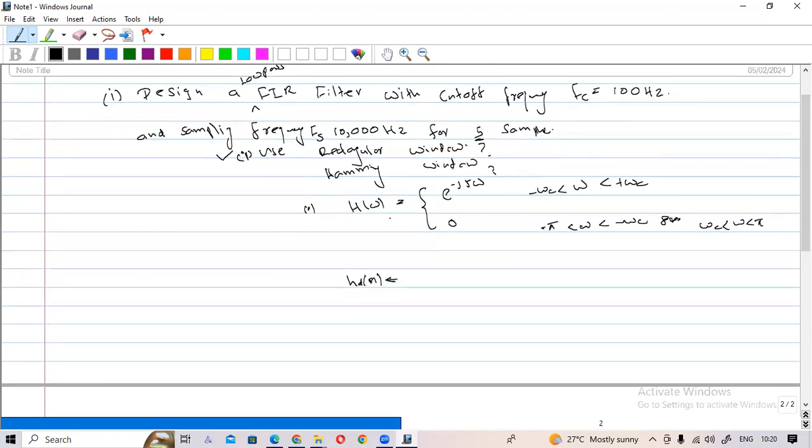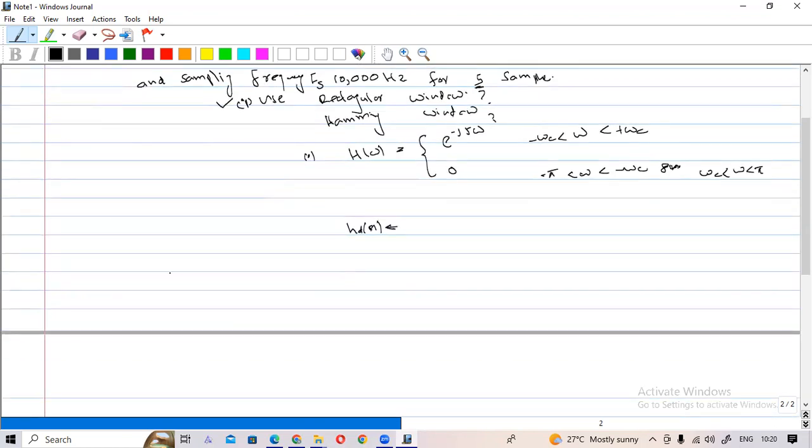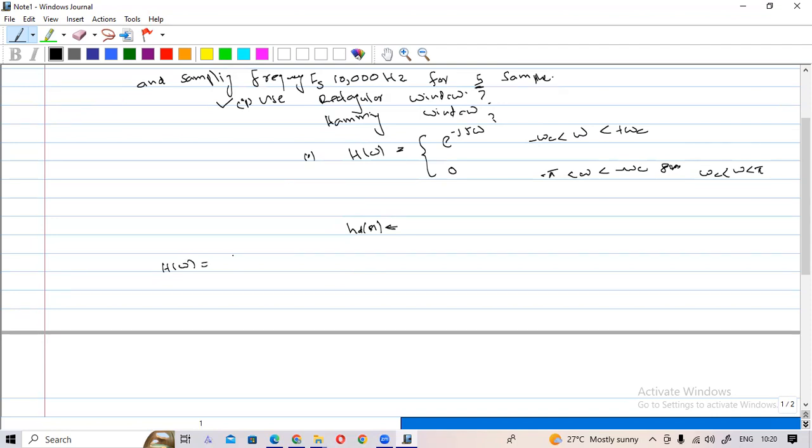And this is the response. H(omega) is equal to e to the power minus 5j omega, when omega is between minus omega c and plus omega c. If I draw the magnitude plot, this is what we call the response. Actually, this is the frequency transfer function, sometimes referred to as the frequency response. I will also use the word response for this one. This is the Fourier transform of the impulse response.